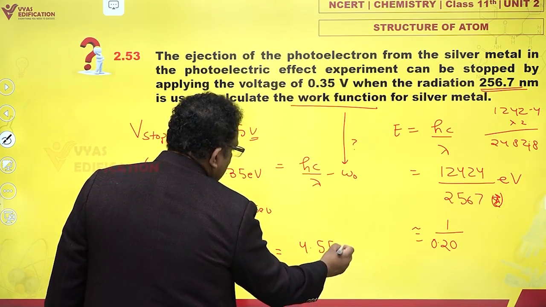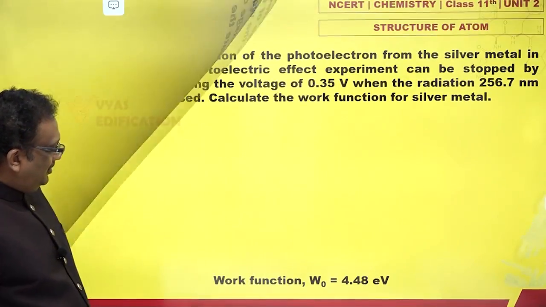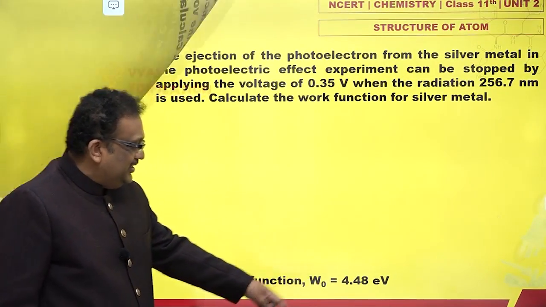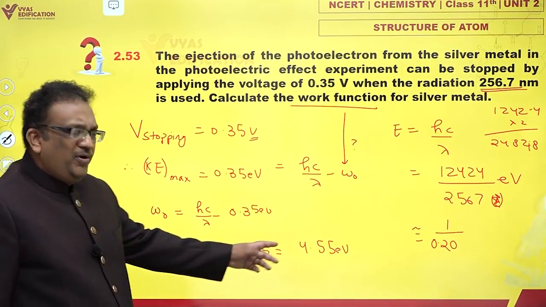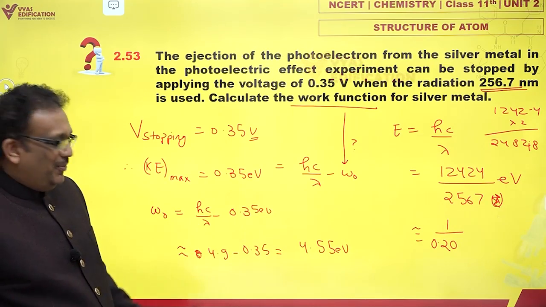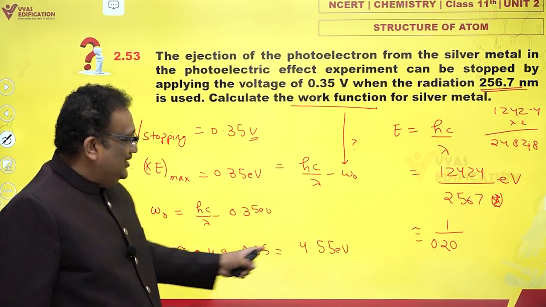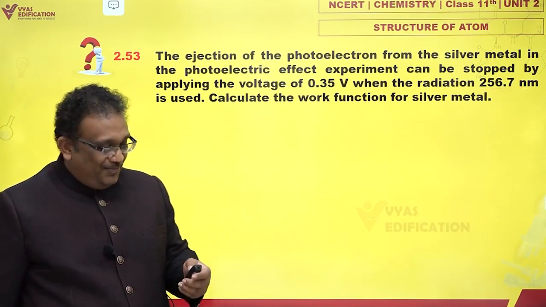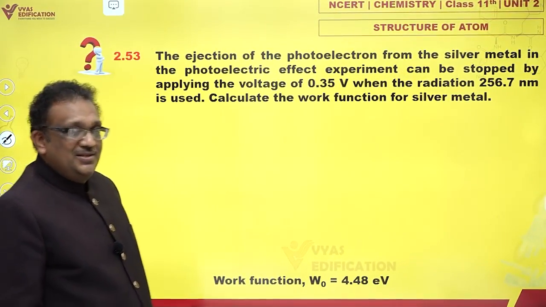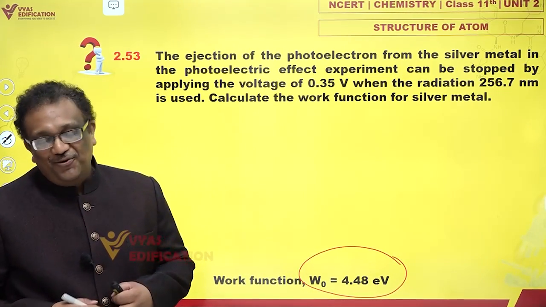4.55 electron volts. It's a very rough, quick calculation. If we check, 4.48 is the accurate one, and 4.55 we have managed as an approximate answer. Not very bad actually. We did a very major jump and a very approximate calculation, and still I think we have managed reasonably well. Method is this. Calculator answer is, of course, 4.48 electron volts.